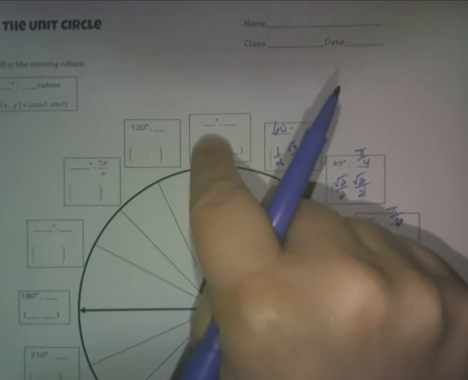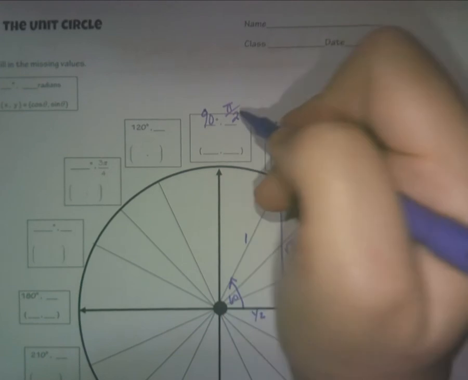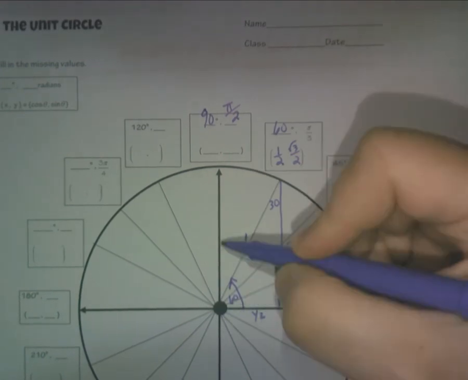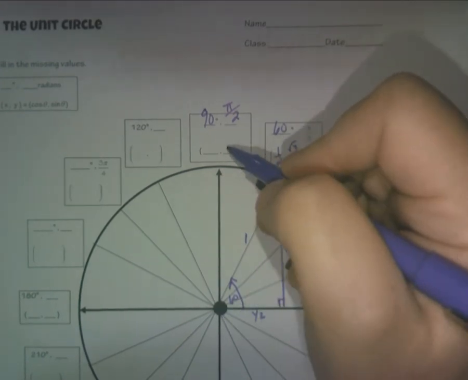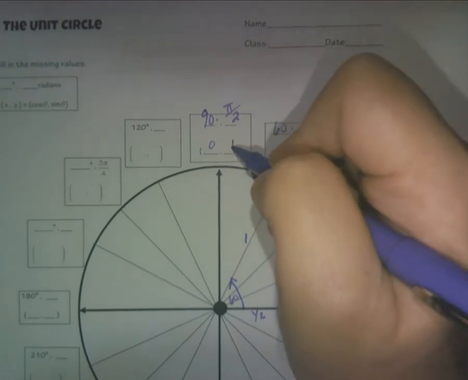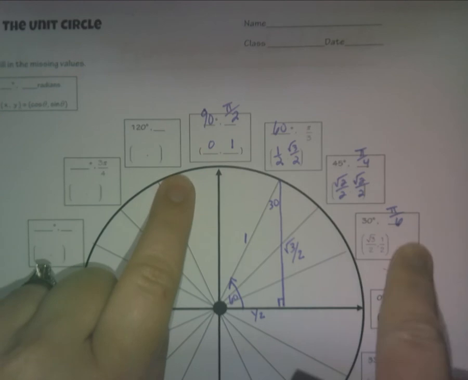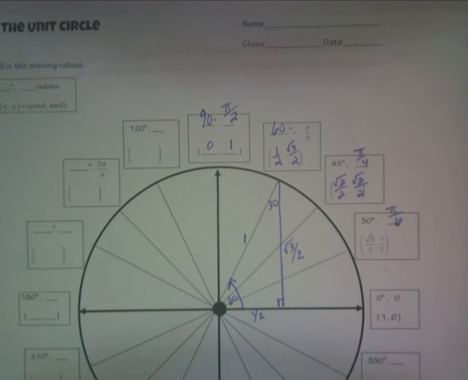Once you get this, let's do this one right here. This is 90 degrees, and this is pi/2. On a unit circle, this is length 1. How do you write this coordinate right here? 1, 0 or 0, 1? 0, 1. Once you get this quadrant right here, all other quadrants follow the same pattern.